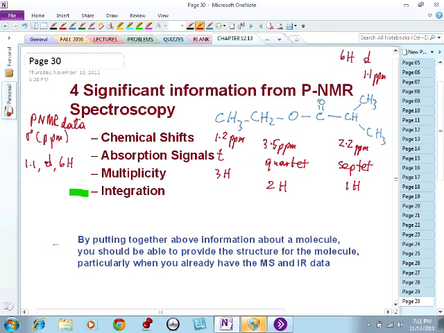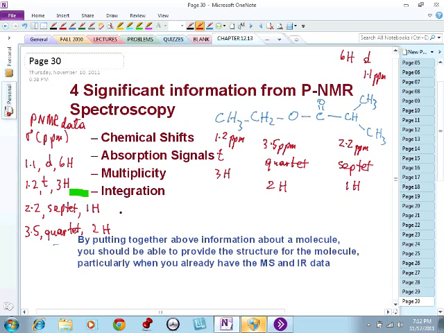Then I'll go to the next one. I say 1.2, triplet, 3 hydrogen. Then I'll go to the next one, 2.2, right here. 2.2, septet, 1 hydrogen. And finally, I will give you 3.5, quartet, 2 hydrogen. That is the data I will give you.